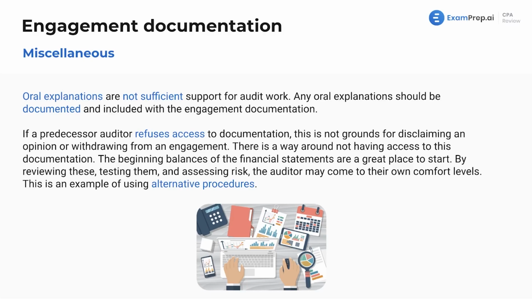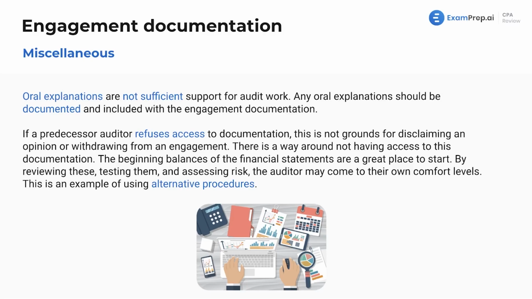So there was another audit firm that did last year's audit and you're doing this year's audit. They refuse access to documentation. This isn't grounds for disclaiming an opinion or withdrawing. As we've seen before, if management doesn't give you what you need, there is a way around not having access to documentation. In this case, there are clear-cut ways. The beginning balances of financial statements, you can start there. You can review them, test them, assess risk, and then come to your own comfort levels. This is using what we call alternative procedures to get your work done.